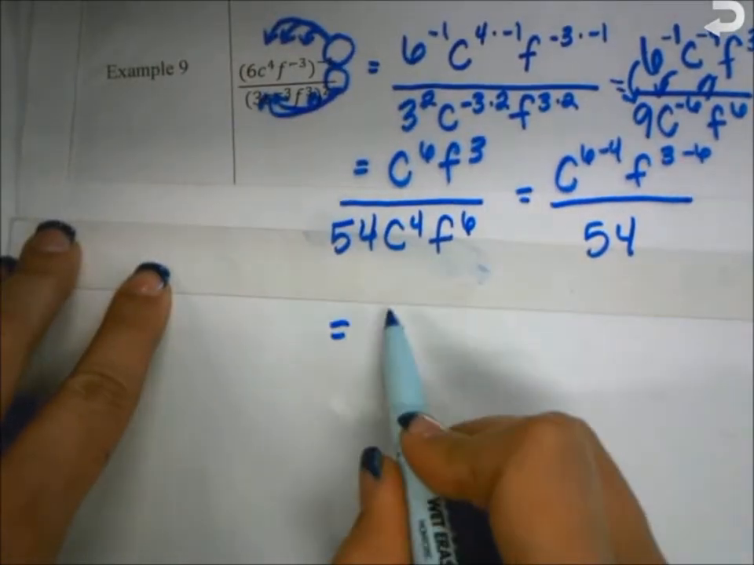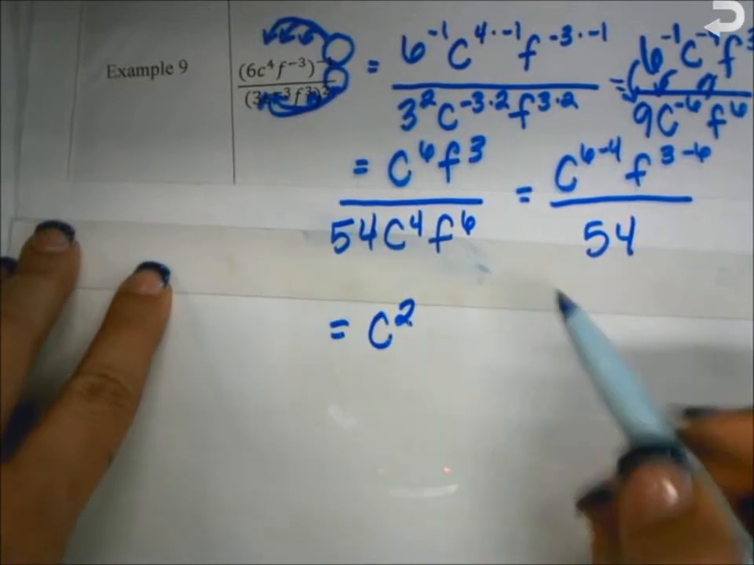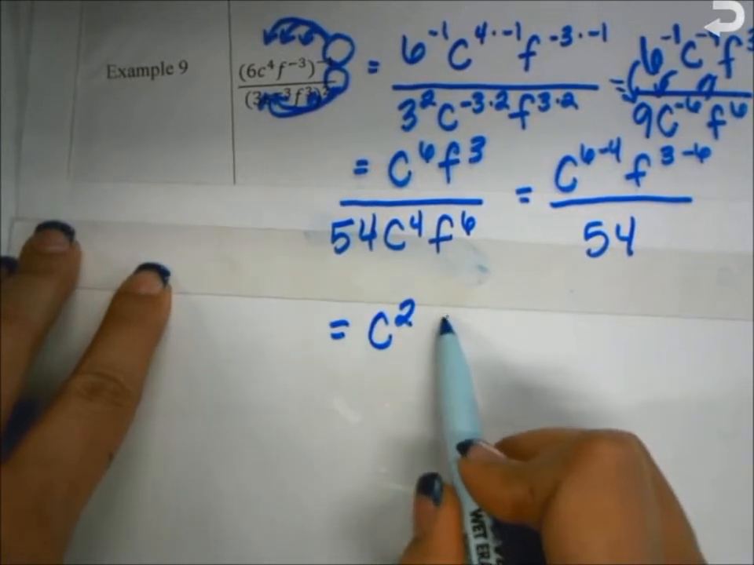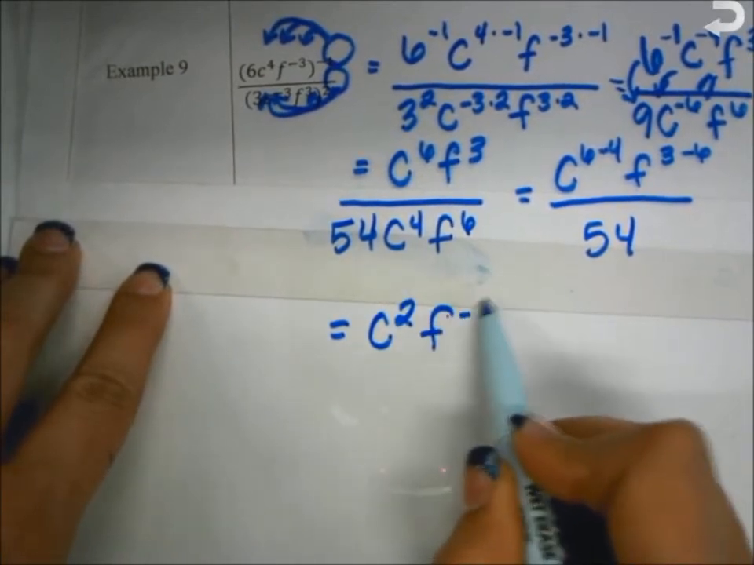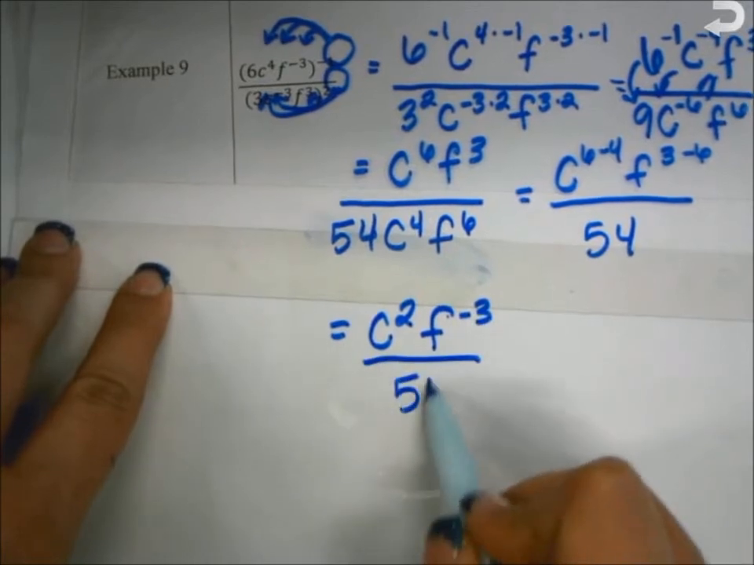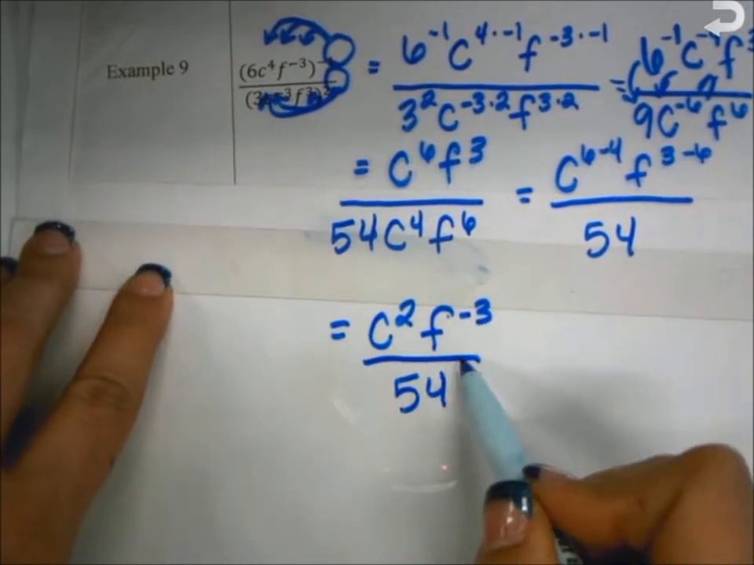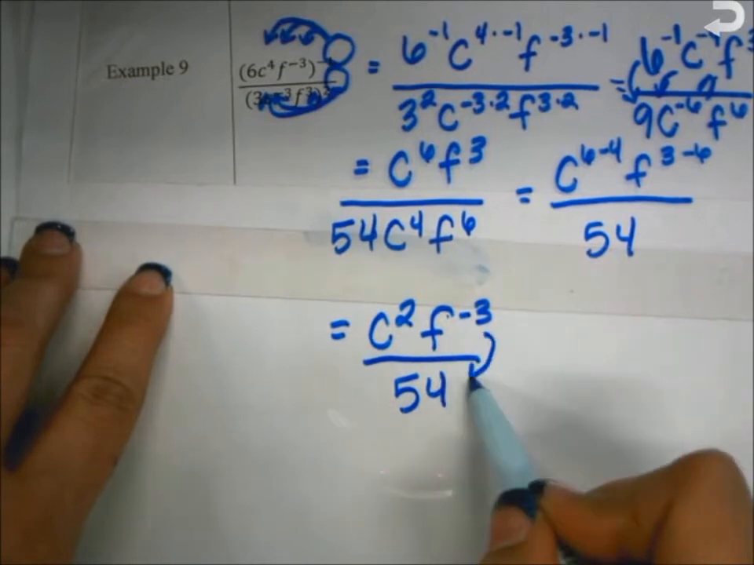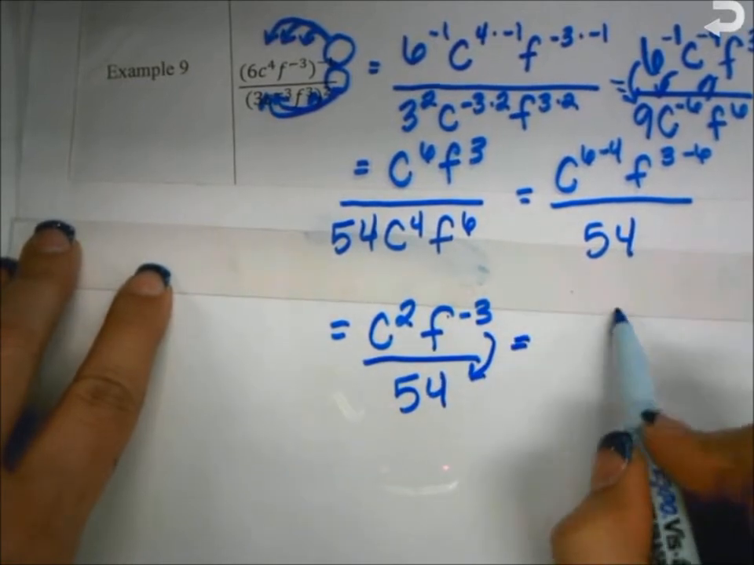And then we can finally move that f to the negative third back down to the denominator. So we're going to get c squared, all of that over 54 f to the third. Everything is finally positive, so this is our final answer.